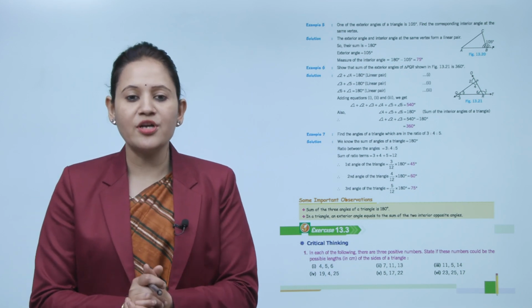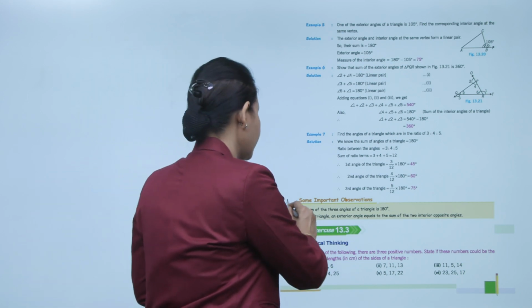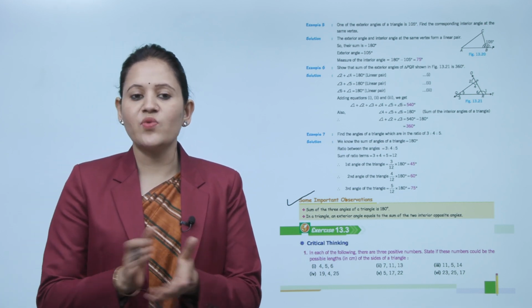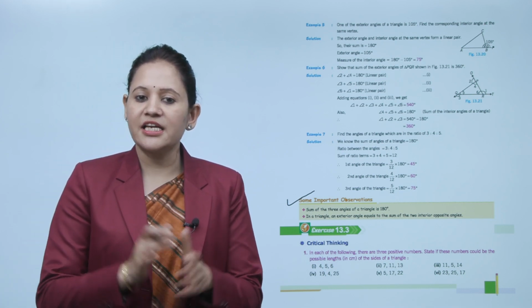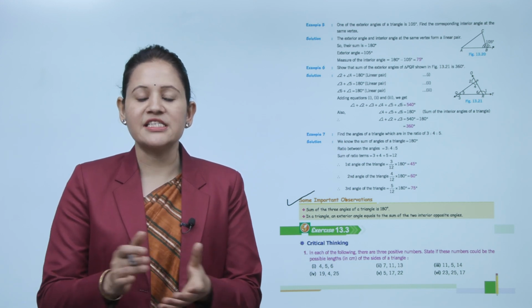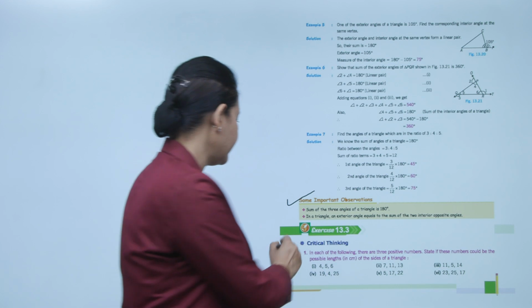Next are some important observations. The sum of the three angles of a triangle is 180 degrees. In a triangle, the exterior angle is equal to the sum of the two interior opposite angles. Next is exercise 13.3.